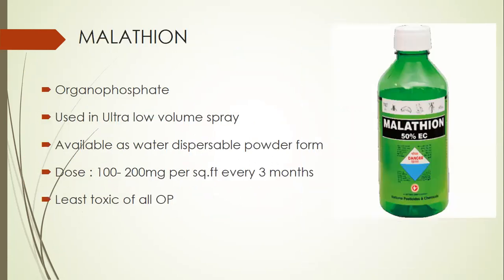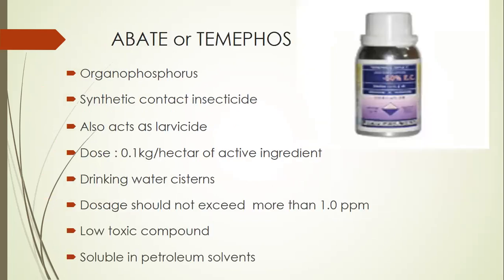Then malathion. Malathion is an organophosphate insecticide used in ultra low volume spray, available as water dispersible powder form, and dosage is 100 to 200 milligram per square feet every 3 months. This is the least toxic compound of all the organophosphate insecticides.